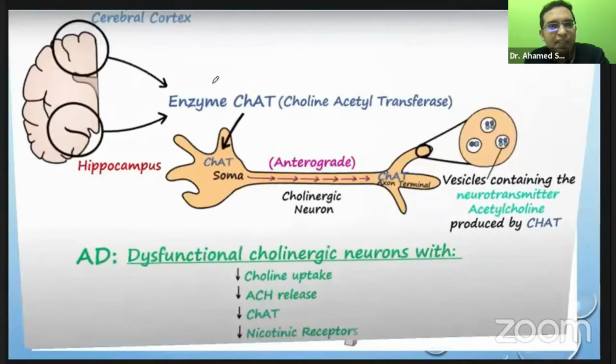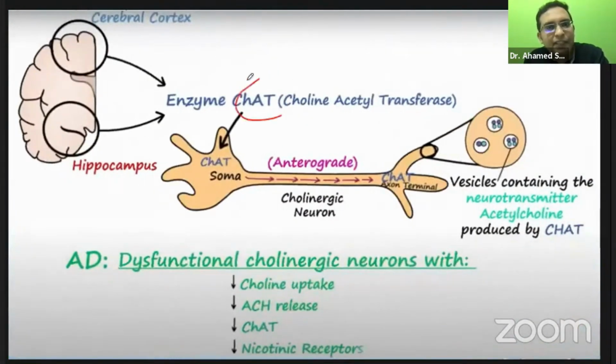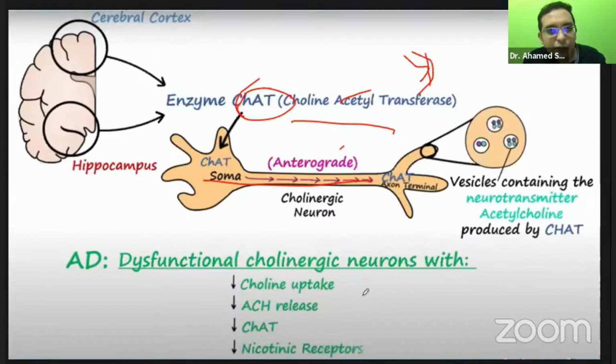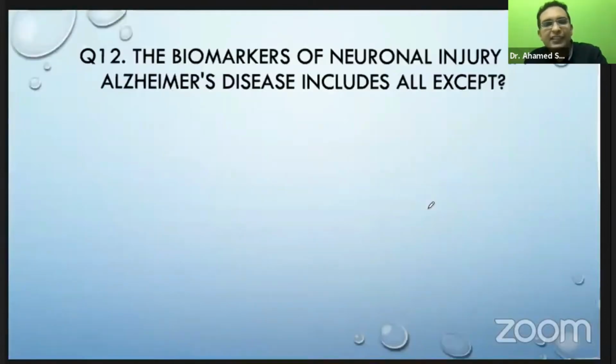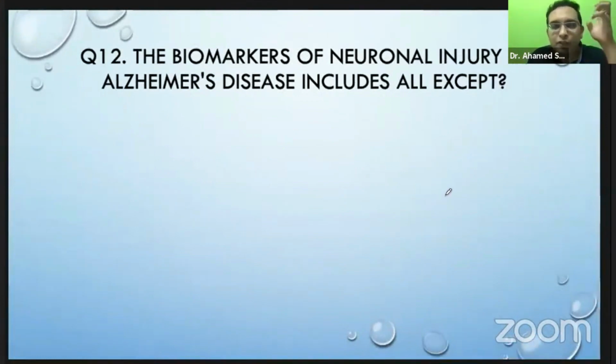In Alzheimer's, one more thing is that there is enzyme deficiency. This enzyme is deficient. That's why we give donepezil to supplement for this enzyme, because this neuron is damaged. These are dysfunctional cholinergic neurons, so we try to supplement with the help of donepezil. If you have got this pathophysiology right, any question coming after this, you will be able to answer.